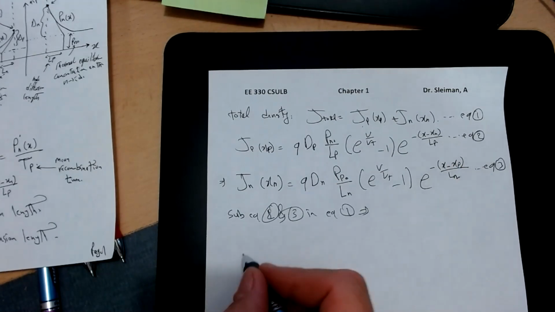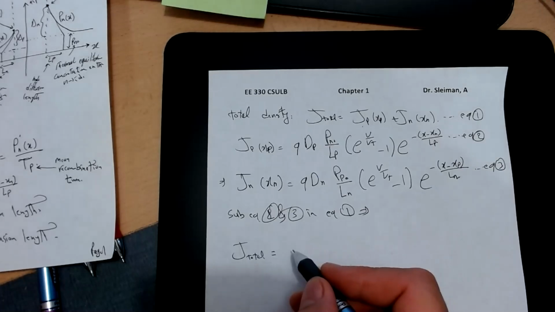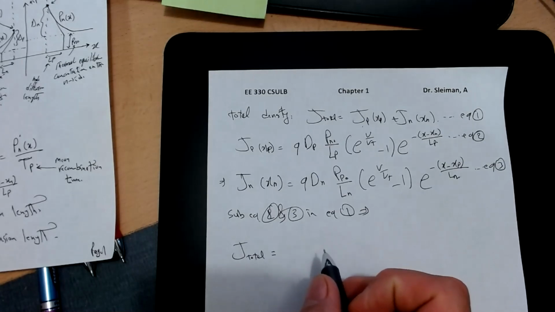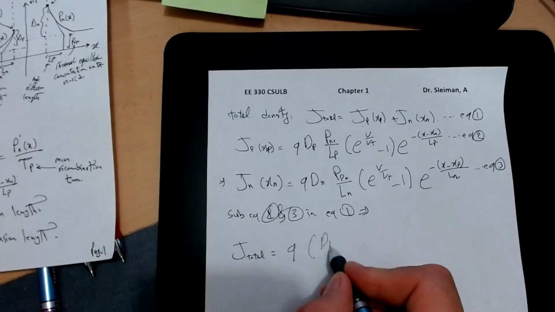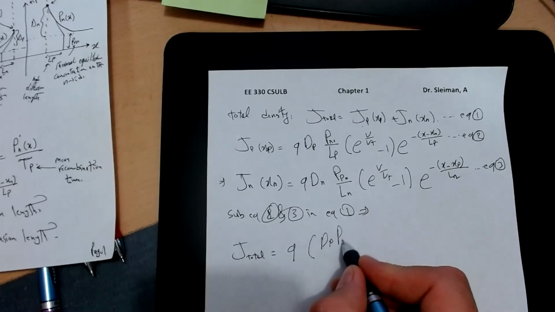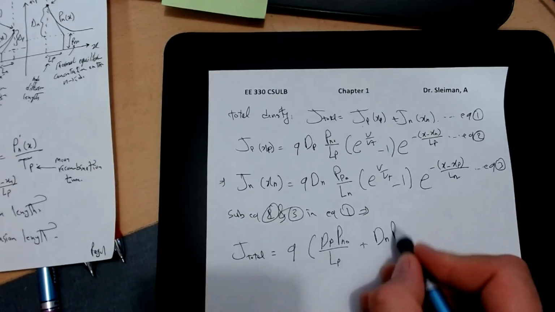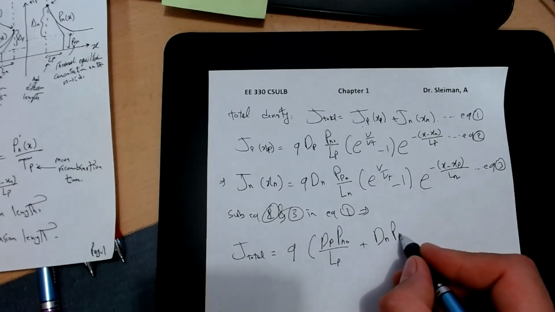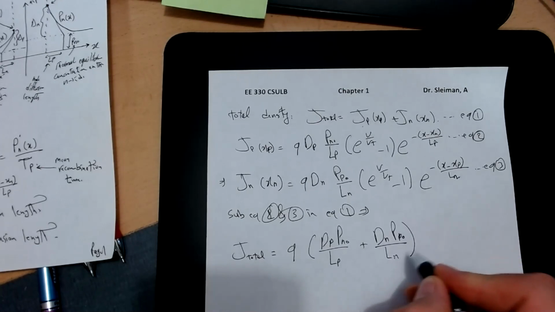So we will get the total current density in the diode between the N side and P side is q (Dp pn0 divided by Lp plus Dn pp0 divided by Ln).